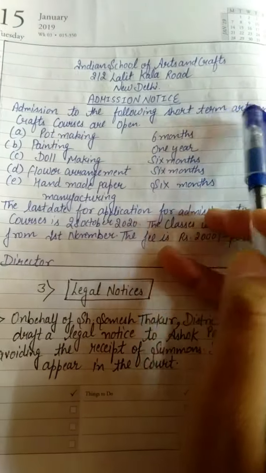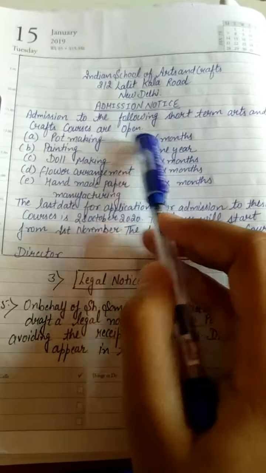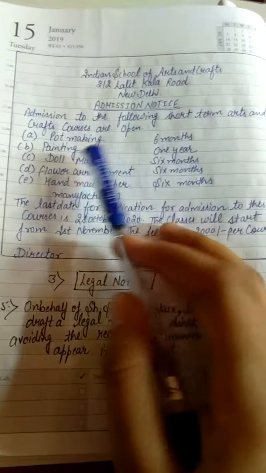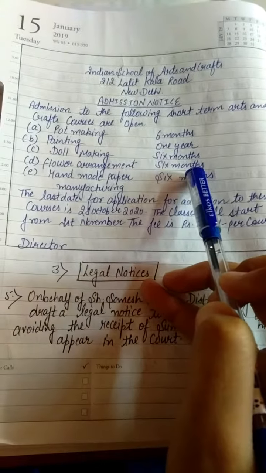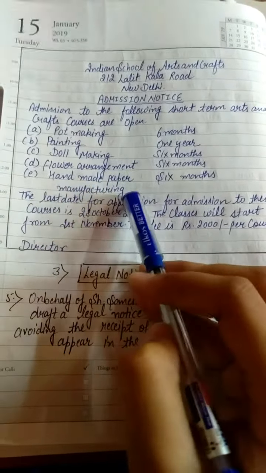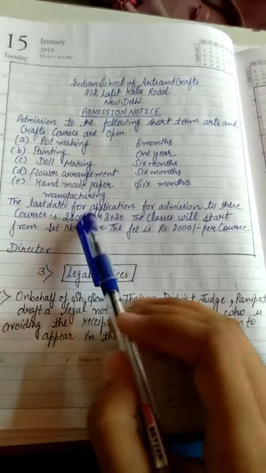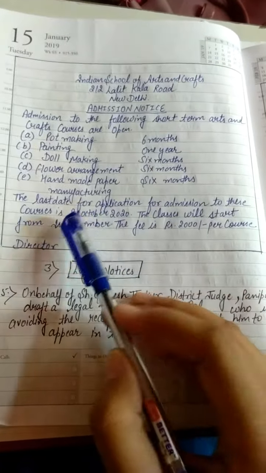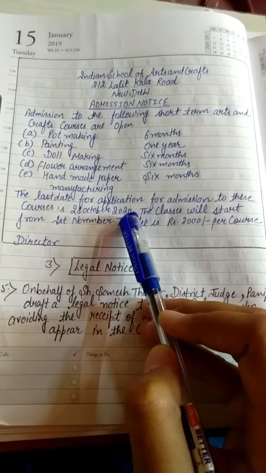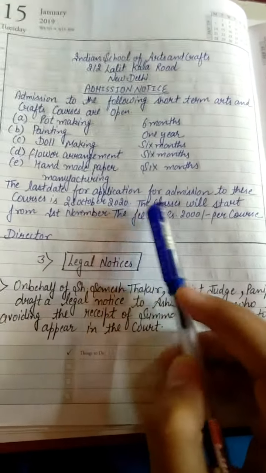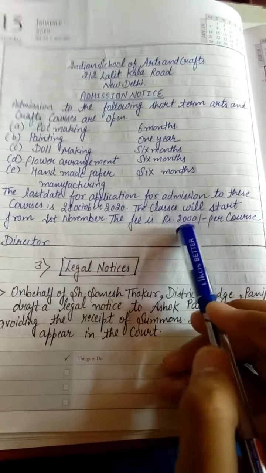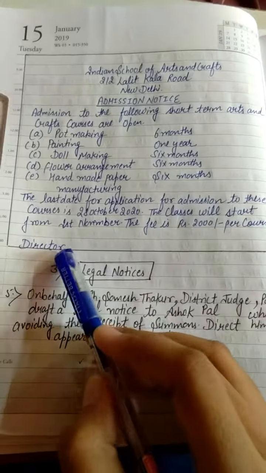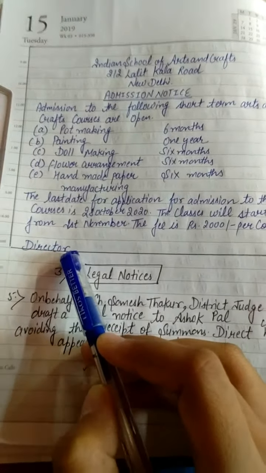Admission to the following short-term arts and craft courses are open. Pot making for 6 months, painting for 1 year, doll making for 6 months, flower arrangement for 6 months, handmade paper manufacturing for 6 months. The last date for application for admission to this courses is 28 October 2020. The classes will start from 1st November. The fee is rupees 2000 per course. Then you can mention your designation director.